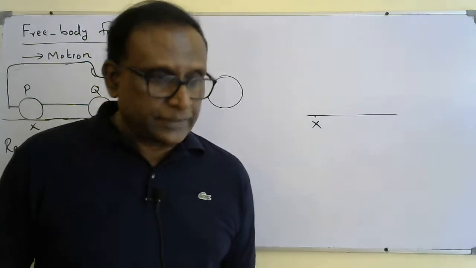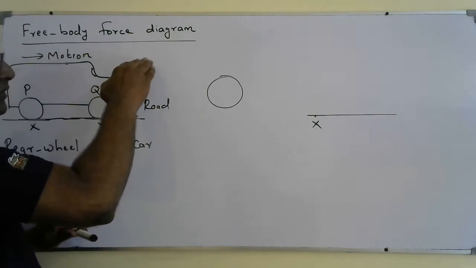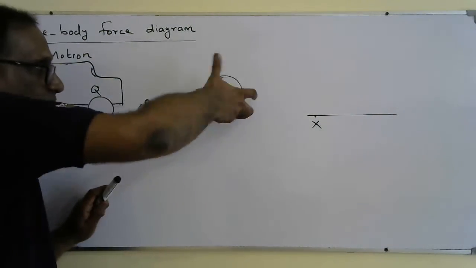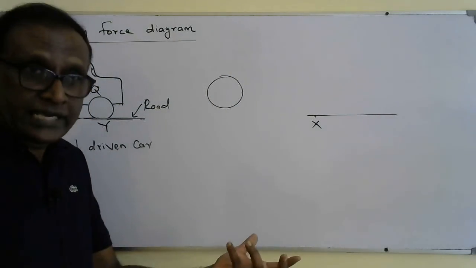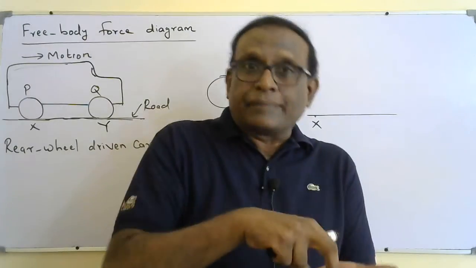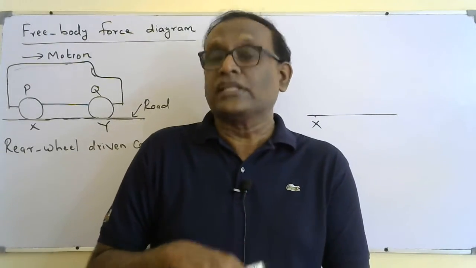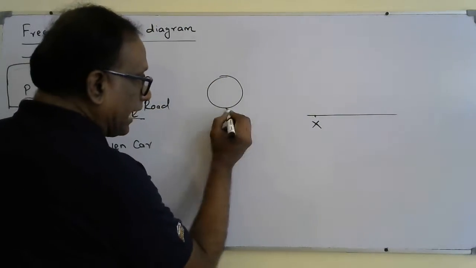Okay, so here what happens, the rear wheel is connected to the engine. So if the car wants to move this way, the wheel will rotate in clockwise direction. You know that the wheel will rotate in clockwise direction. Okay, if the wheel has enough grip due to friction with the road, you can imagine the point where it's touching the ground at point X.